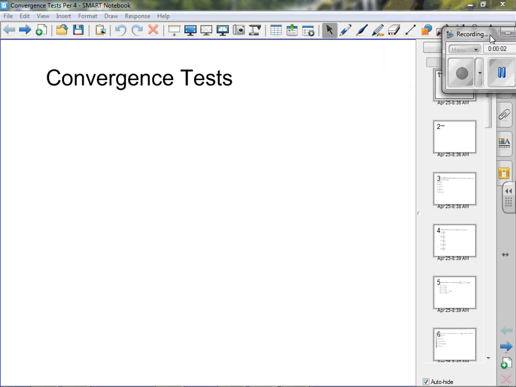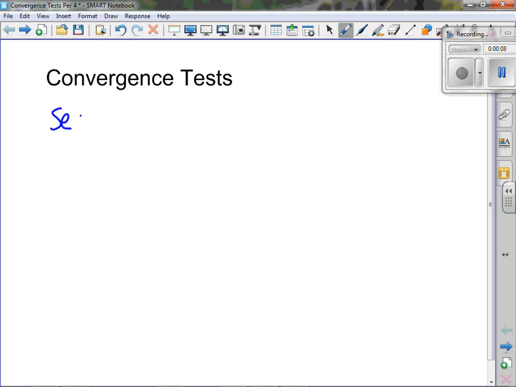Okay, so this is convergence tests for series. For a sequence, what is a sequence? Oh yeah. The sequence is a list of numbers, right?